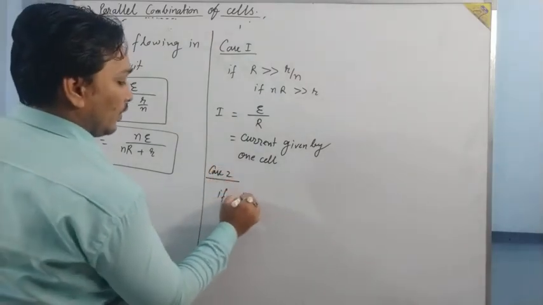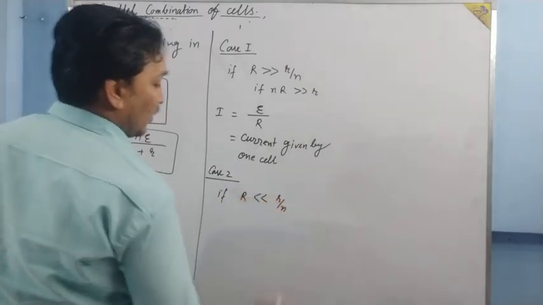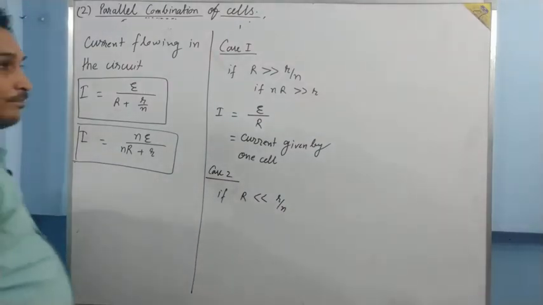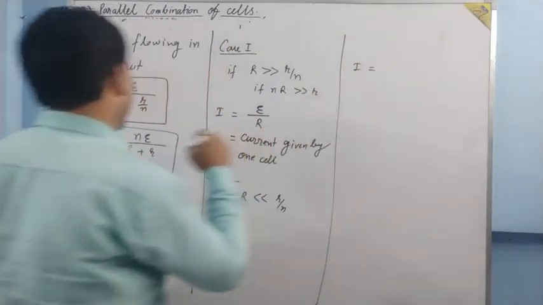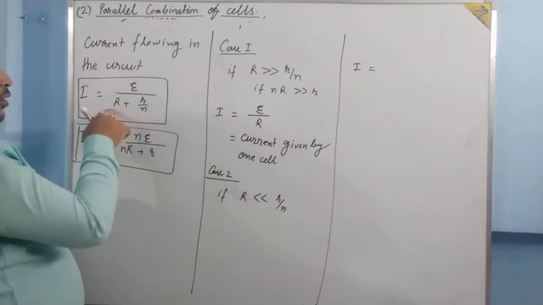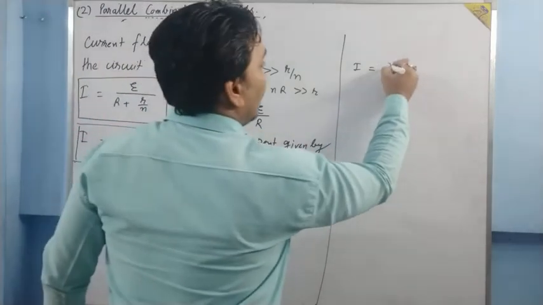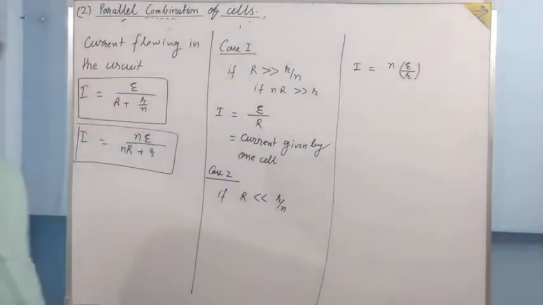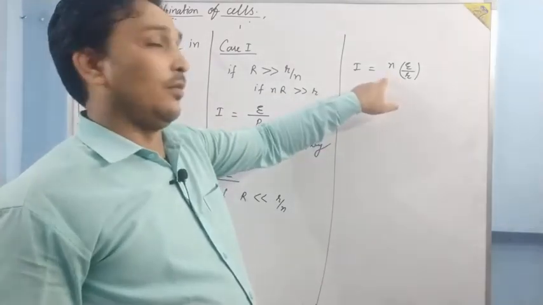If capital R is very less than r upon n, it means the external resistance is very less. So in that case, I will be given as E, capital R is neglected, E upon r upon n, and n will go in the numerator. It will be nE upon small r. Now E upon small r is the current given by one cell, and it is multiplied with n.